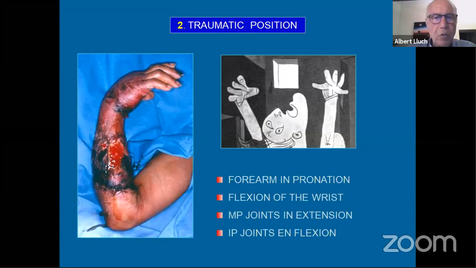The traumatic position is the one that we should always avoid. This is the worst one. The forearm is in pronation. The wrist is flexed because of the weight of the hand, and the MP joints are in extension because of tenodesis of the extensor tendons. When we flex the wrist, the MP joints go into extension, and also the edema in the back of the hand pulls the skin and brings the MP joints into extension. And when the MP joints are in extension, the PIP joints, or the IP joints, flex even more. So this is the position that we should always avoid, the traumatic position.